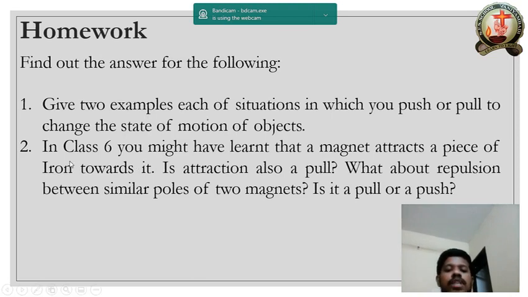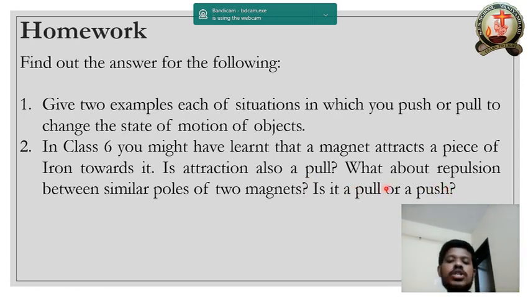The second one is, in class 6, that is in 6th standard, you might have learned that a magnet attracts a piece of iron towards it. There was a lesson called magnetism, right? In magnetism you would have learned that whenever you keep an iron nail or something, a magnet will easily attract it. So is that attraction a pull or a push? You need to identify.